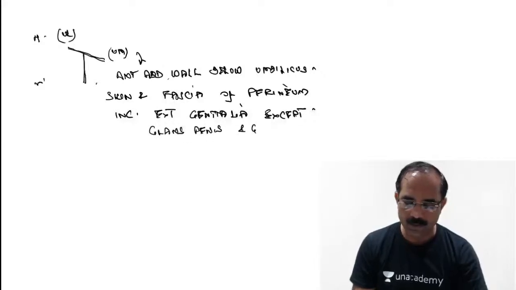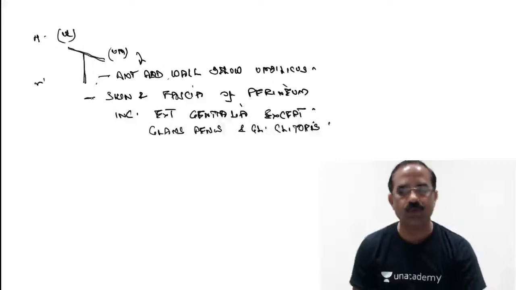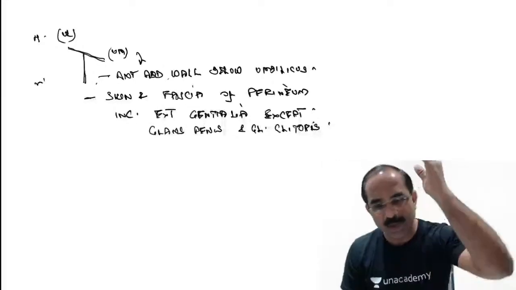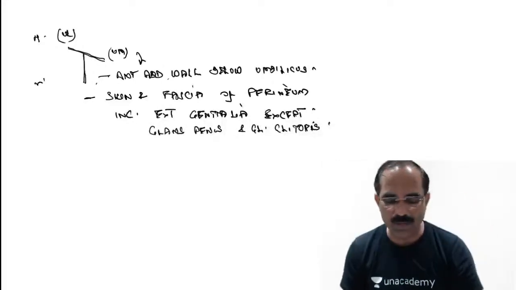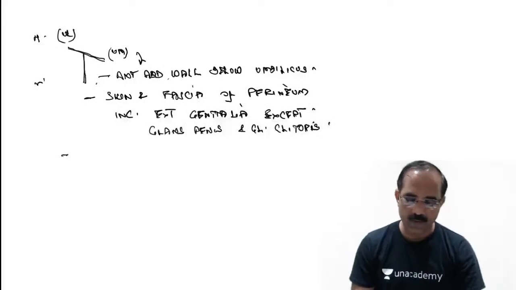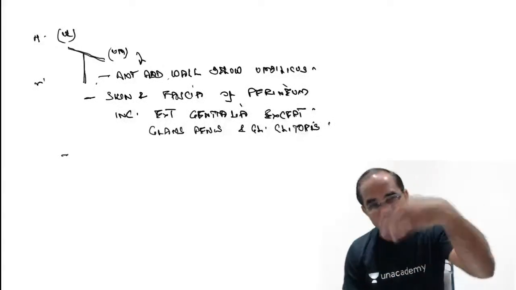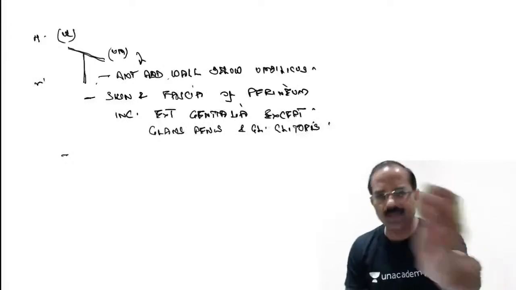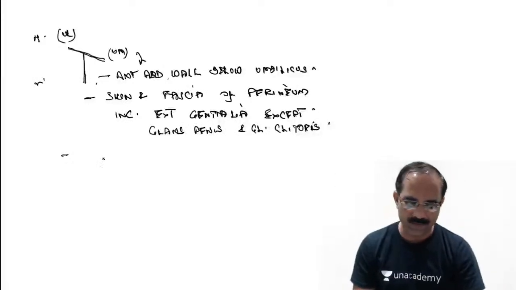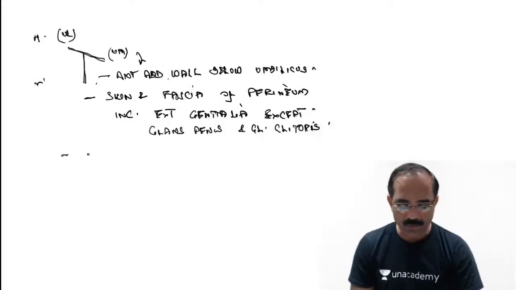and the glans clitoris. Now this glans penis and glans clitoris drain into what? The deep inguinal lymph nodes. They drain into the deep inguinal lymph nodes. Okay, so skin and fascia of the perineum, including the external genitals, except the glans penis and clitoris. Third is, yes, cornu of the uterus. Very good.